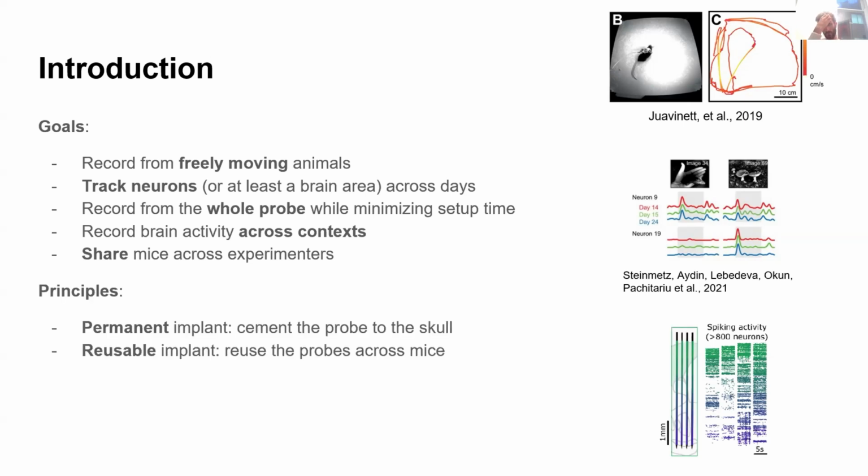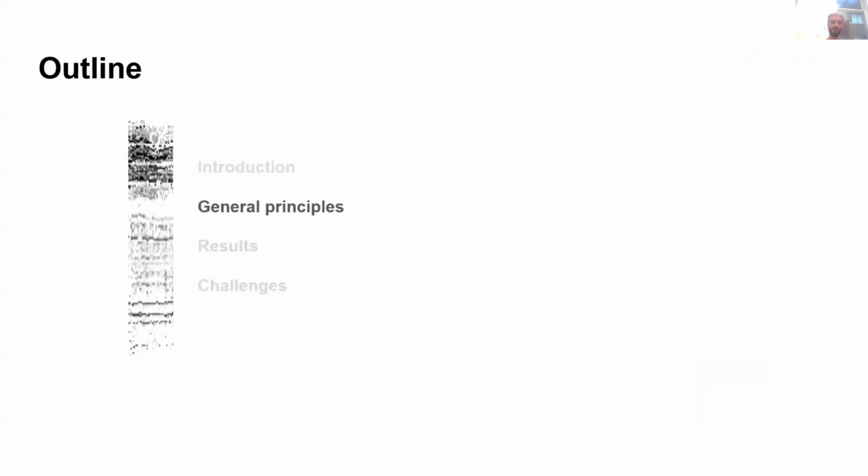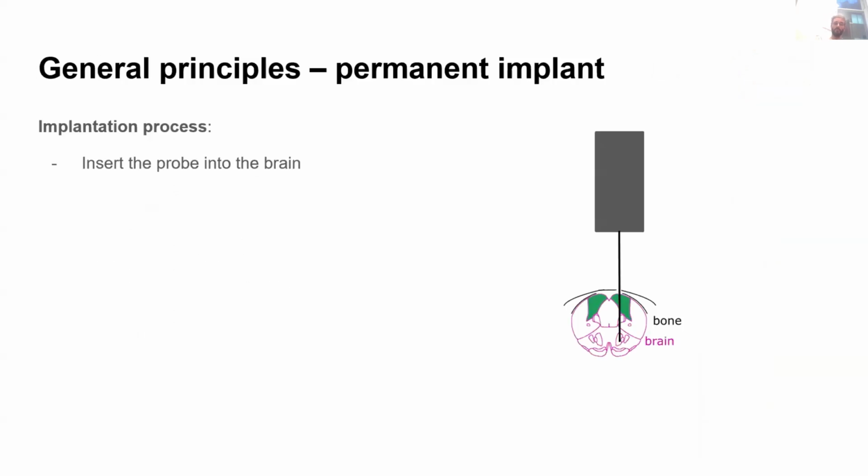The main two principles are actually either using permanent implant or reusable implant. The first one is you cement the probe directly to the skull, and usually you can't recover it or it's pretty hard. The second one is you use a device that I'm going to go through to actually recover the probe after that. Okay, so let me first talk about the permanent implant.